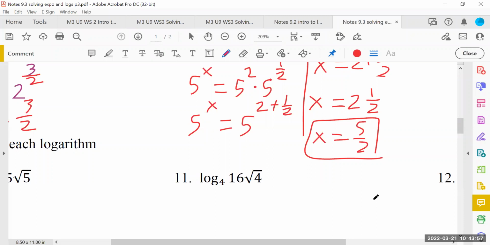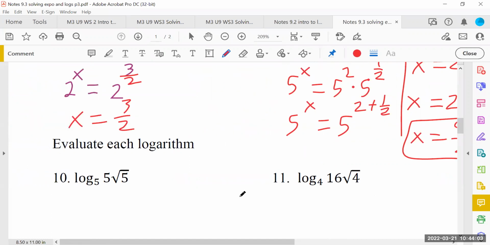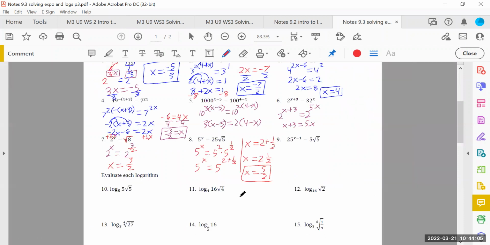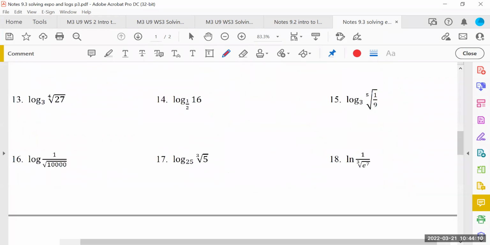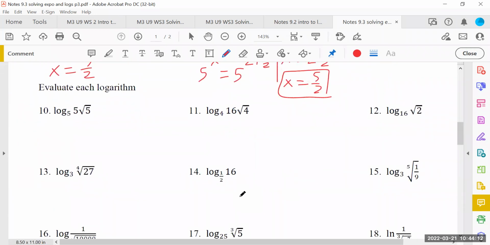Now, for those of you that want to be able to work ahead, I'm going to give you one example of what's coming up. Oh, actually, no, these are just reviews. Logarithms. This is all just practice from what you've done before.